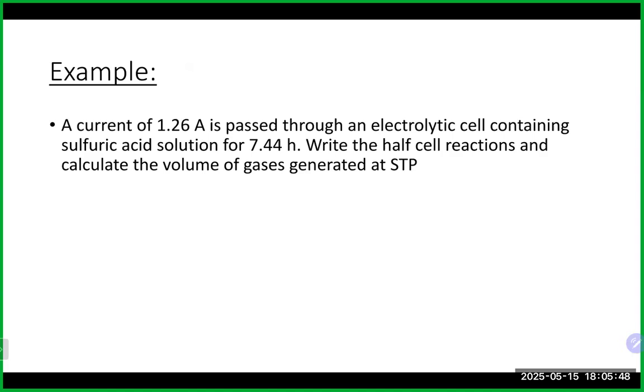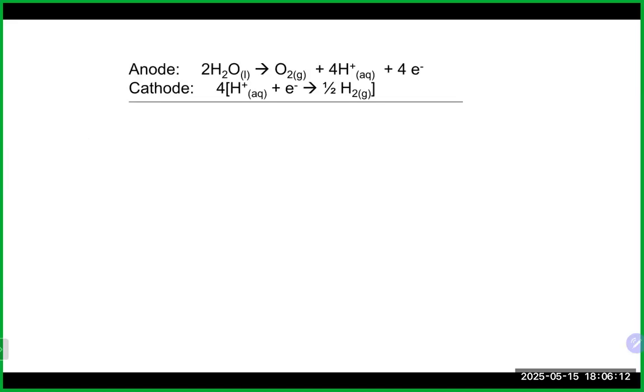As you can see in this problem, as I mentioned a second ago, it doesn't say anything about water. But this is actually the electrolysis of water because we do see the sulfuric acid. Sometimes they just don't come straight out and say we're doing the electrolysis of water. So you don't have to worry about writing the half reactions, which we have already seen on the previous slide. I'll just put them up here. So those are the half reactions.